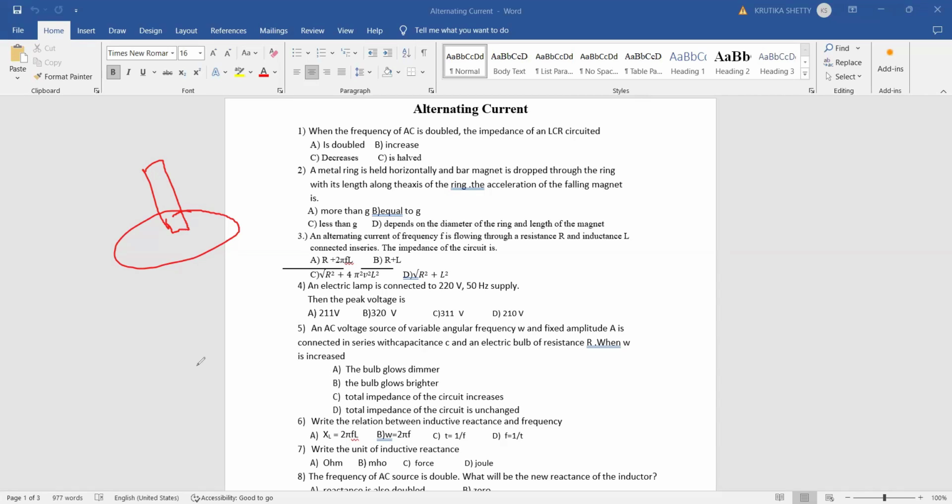So here what happens, the electromagnetic field will be generated here. So when the electromagnetic field is generated here, what happens? This is the north pole. This behaves as a south pole. Okay. So the south pole of the ring and the south pole of the magnetic bar, the south poles will repel each other. So the south pole of both will be repelling each other.